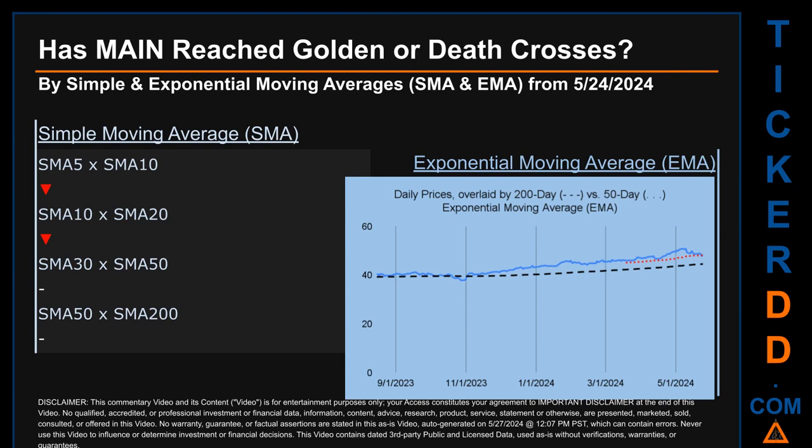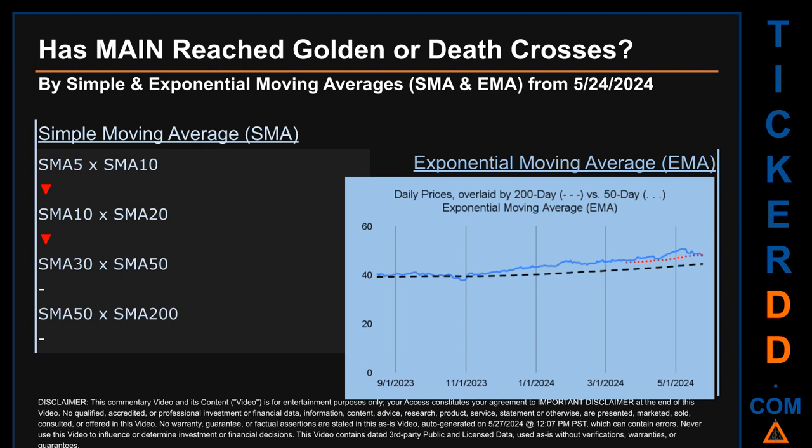Has MAIN price reached golden or death crosses? Golden cross and death cross are basic signals that compare average prices across two specified trade day ranges, a short-term versus a long-term range. For example, 5-day versus 10 trade days. Essentially, a golden cross is a bullish signal. It appears when a ticker's short-term moving average crosses above its long-term average. Vice versa, a death cross is a bearish signal when the short-term crosses below its long-term moving average.